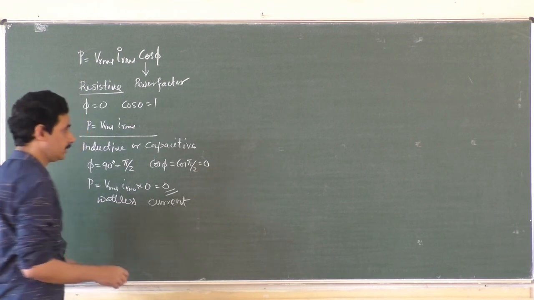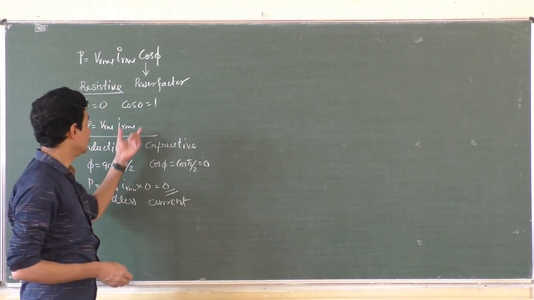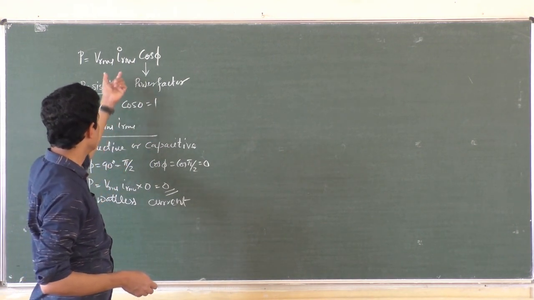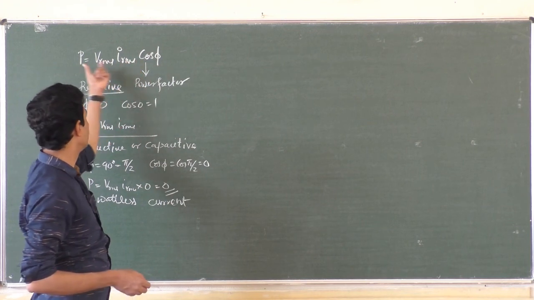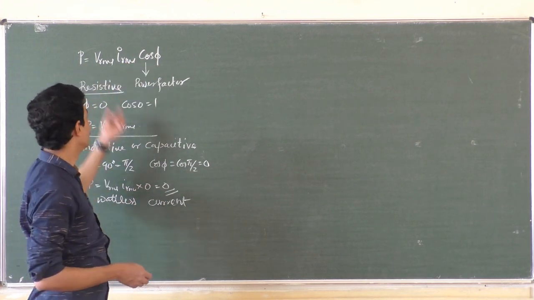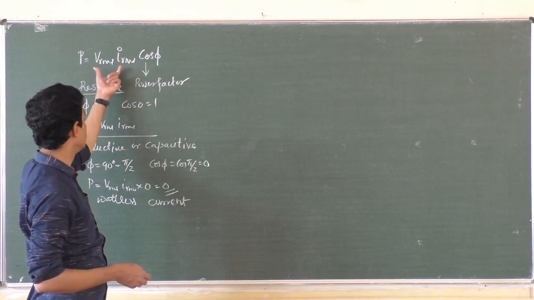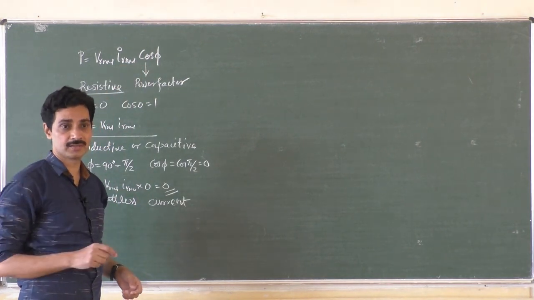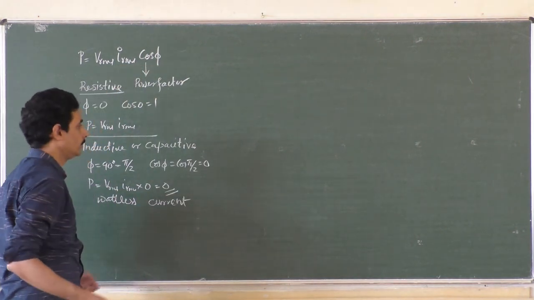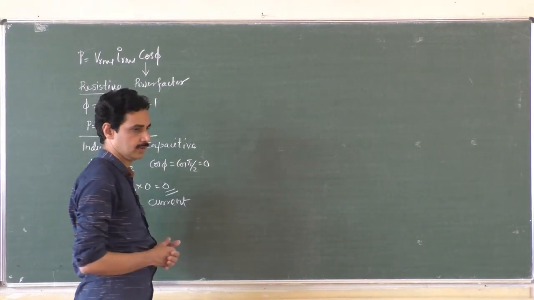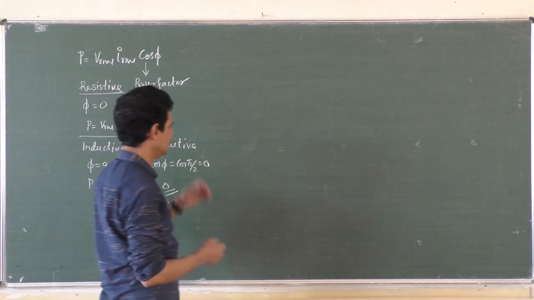Now, how did you get this equation? P is the power. Cos phi is the power factor. Vrms into Irms, that product is the apparent power, and P is the true power. Now, how do you get that equation? That is very simple. It is like this.